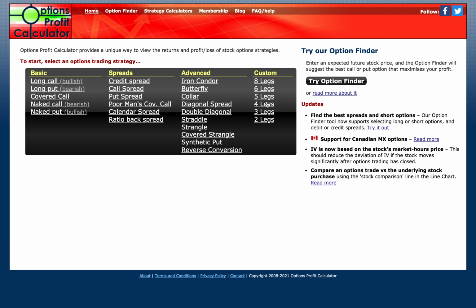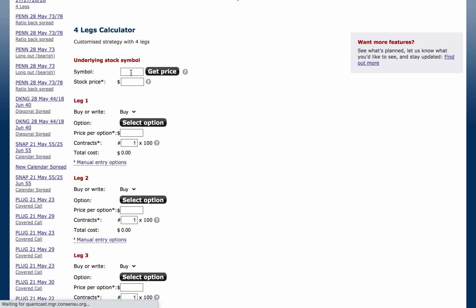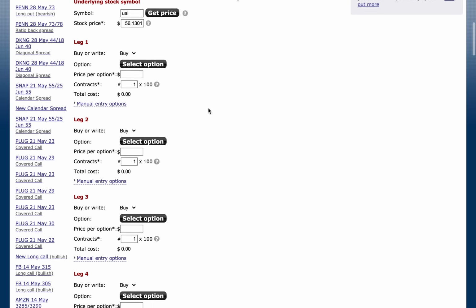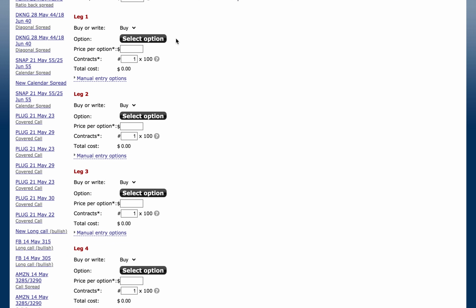So we'll just go under custom. We'll click on 4 legs here. So we'll just set this up from scratch. So again, the symbol here for United Airlines is going to be UAL. So we'll go ahead and enter UAL here. We can click on get price. This will load the price of United Airlines right now. Now there is a small delay on the options profit calculator, so be aware of that.